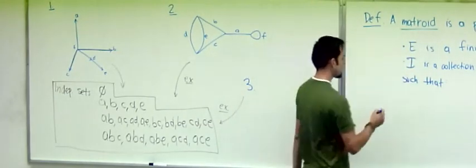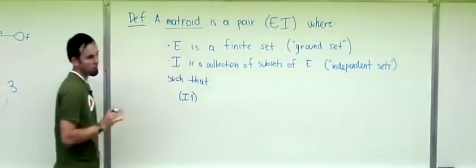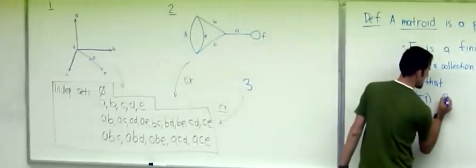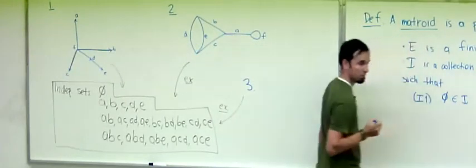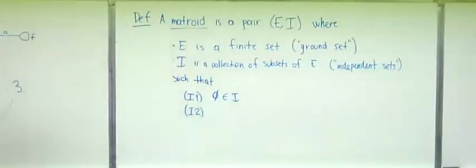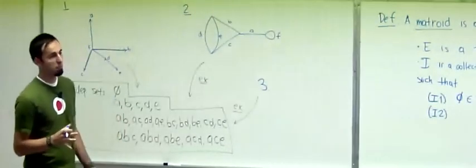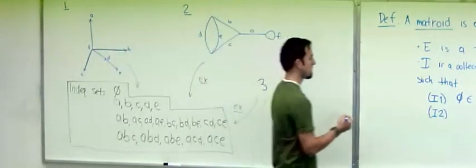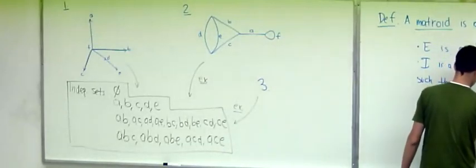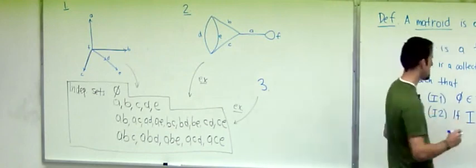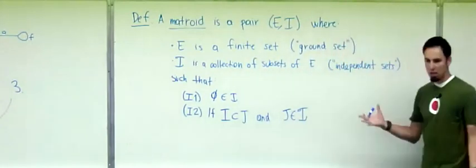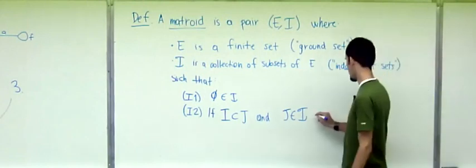So what things should independence satisfy? Well, there's an obvious thing, which is that the empty set should be independent. That makes sense. The empty set is independent. This is the first condition for independence. The second condition for independence is another one that should make perfect sense, which is that if you have an independent set and you take a subset of it, then that's also independent. So if you have sets I and J, and your set J is independent, then in any reasonable notion of independence, it should be true that I should also be independent.